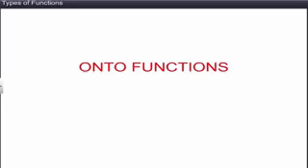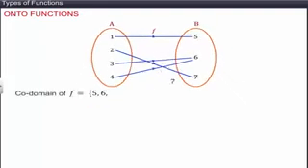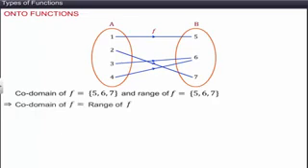Let's now discuss the onto function. Let's begin by considering a function f from A to B, which is shown here. From our previous knowledge, we can find the codomain and domain of the function. The codomain of function f is set B, with the elements 5, 6, and 7, and the range of the function is also the same set. It implies that the range of the function is equal to the codomain of the function. Such functions are known as onto functions.